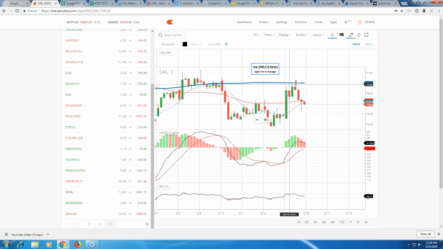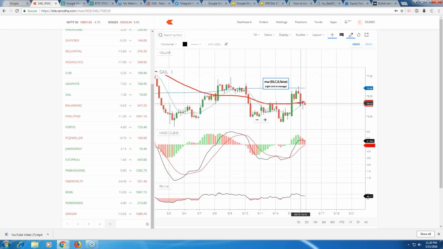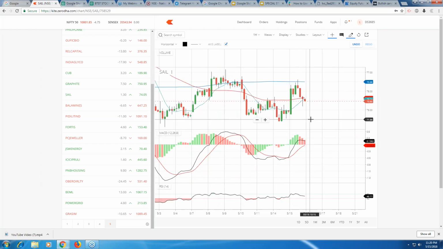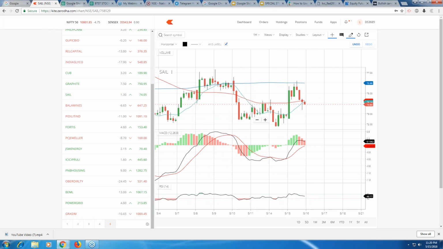The stock is experiencing a resistance, right? It experienced resistance here, again tried to go up, and again resistance. It may come down tomorrow. All right. So let's see if we could find more bullish patterns somewhere.